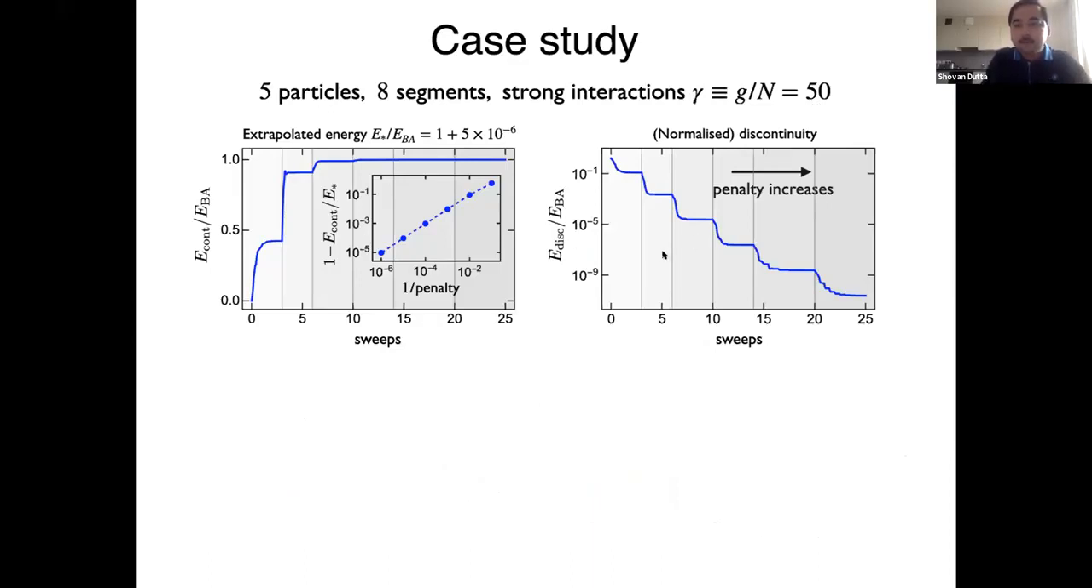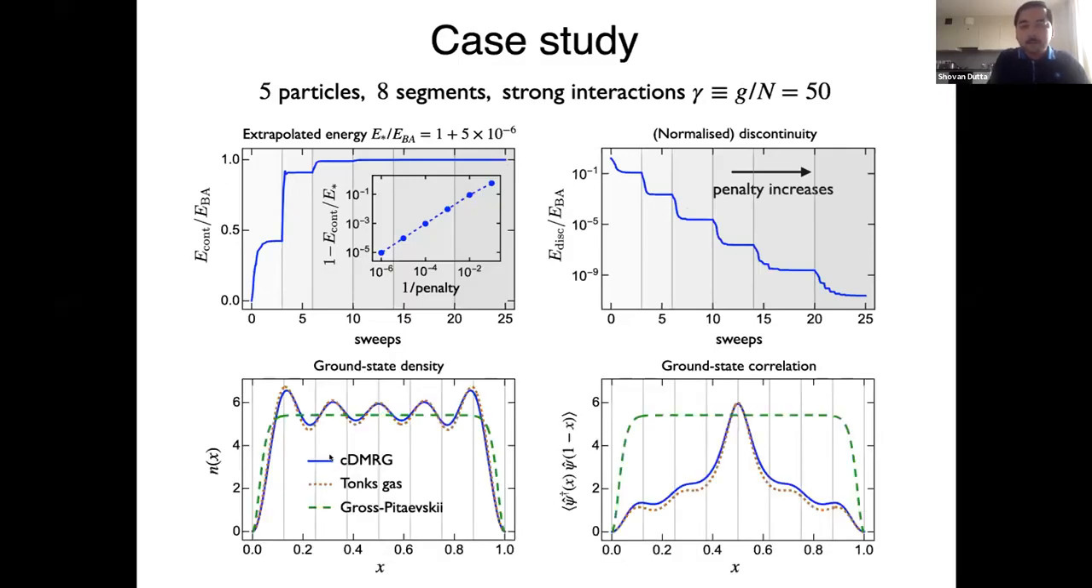And so as you see, as I increase the penalty for discontinuity in steps, which are these different parts here, these grid lines, the discontinuity goes down monotonically, and the continuous part of the energy approaches the exact known energy from the Bethe ansatz. And actually the error, which is the difference between this extrapolated energy E star and the Bethe ansatz energy, is already 1 in a million with 8 segments. So this is quite efficient.